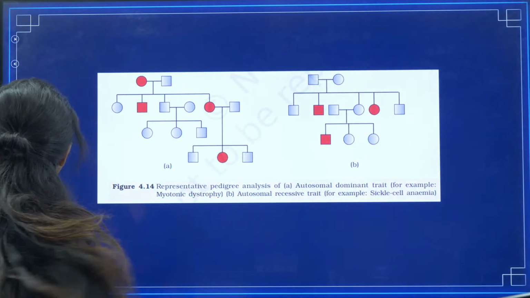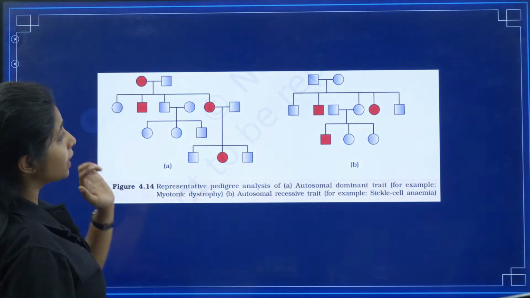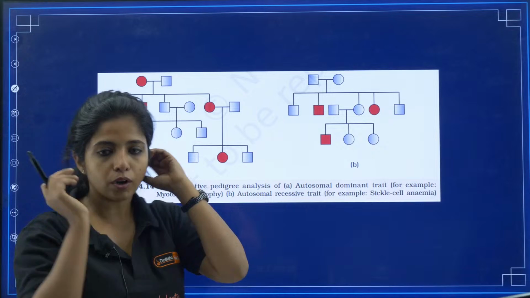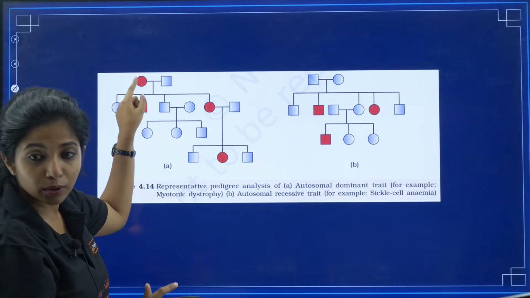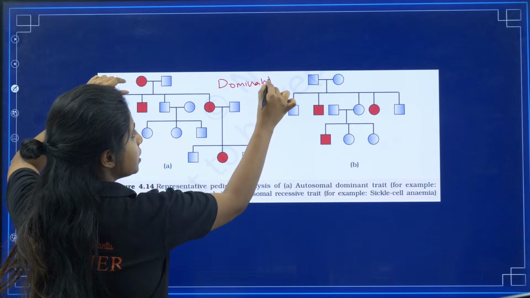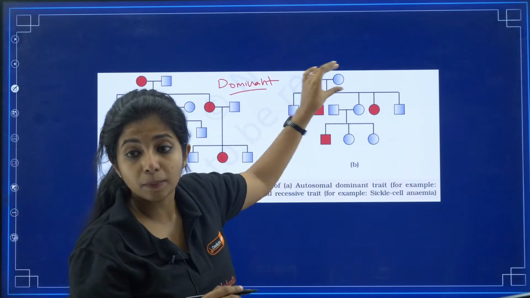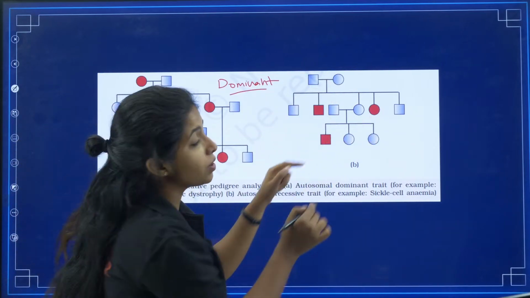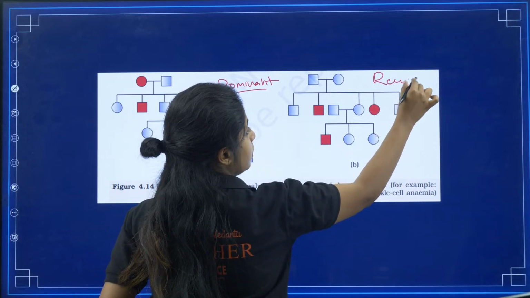Pedigree chart. From here starts the practical questions. Listen to me carefully. Pedigree chart, how do you analyze it? If, my dear children, at the top, at least one parent is affected, it has to be a dominant disorder. Over here, no parent is affected. In the parents, it is not found, but in the progeny, it is found. It will be a recessive disorder.